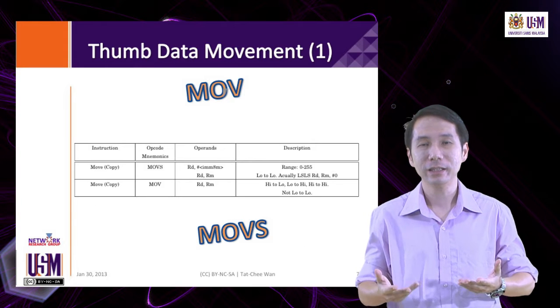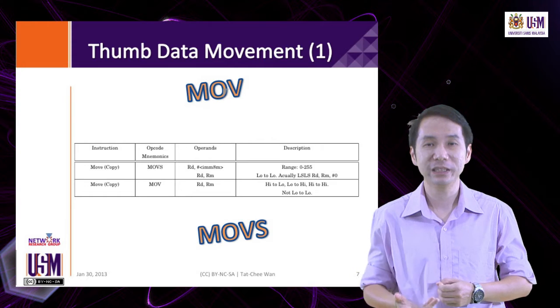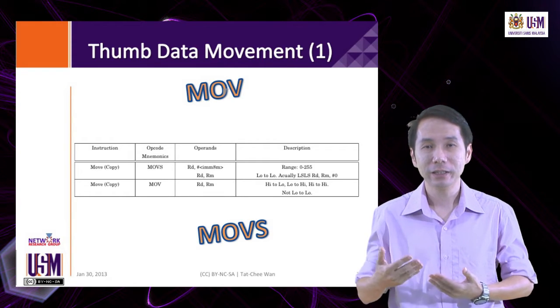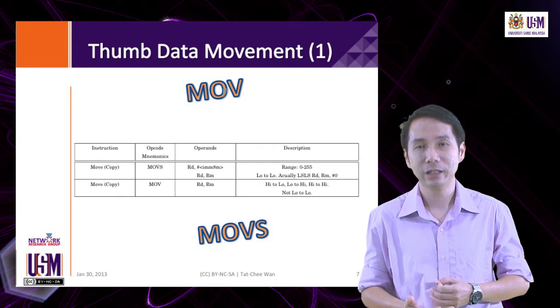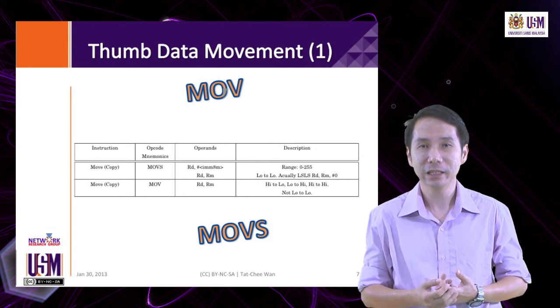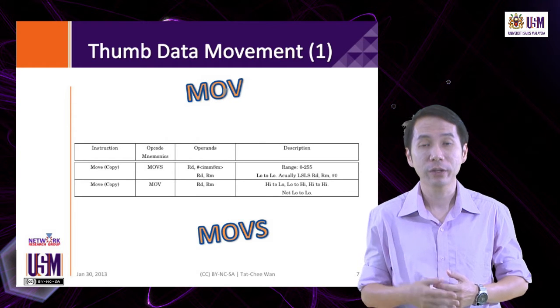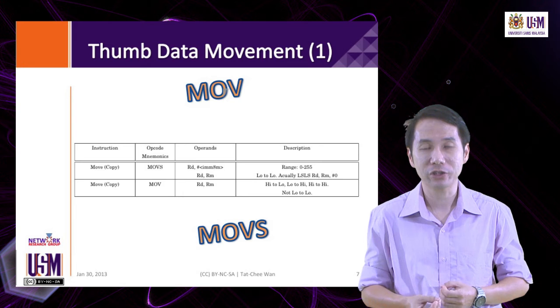Now let's look at the various thumb instructions in more detail. The first group is the data movement instructions, which is move and move S. Now, as we have seen, the default when we're using the move instruction is move S. Move S allows us to initialize the register to a constant value from the range 0 to 255, or else to copy the value from one low register to another low register.